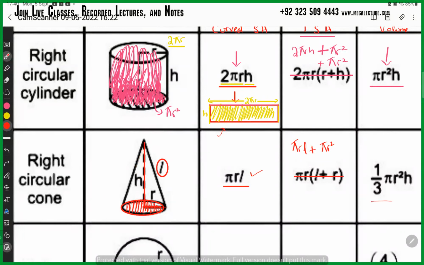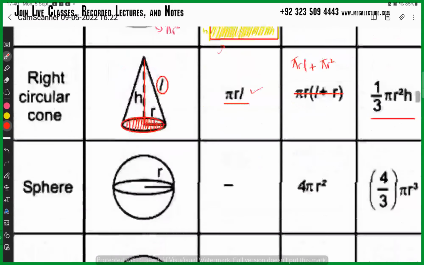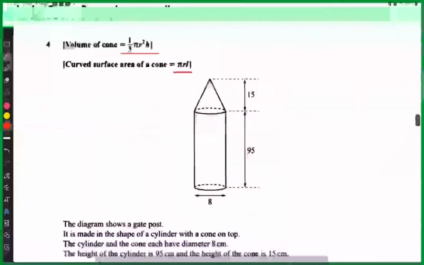And this is basically the formula for volume. It's 1 by 3 pi r square h. So you need to memorize this. Now let's just forget all this and talk about this first question, then we'll get back to this later on. Now please pay attention.